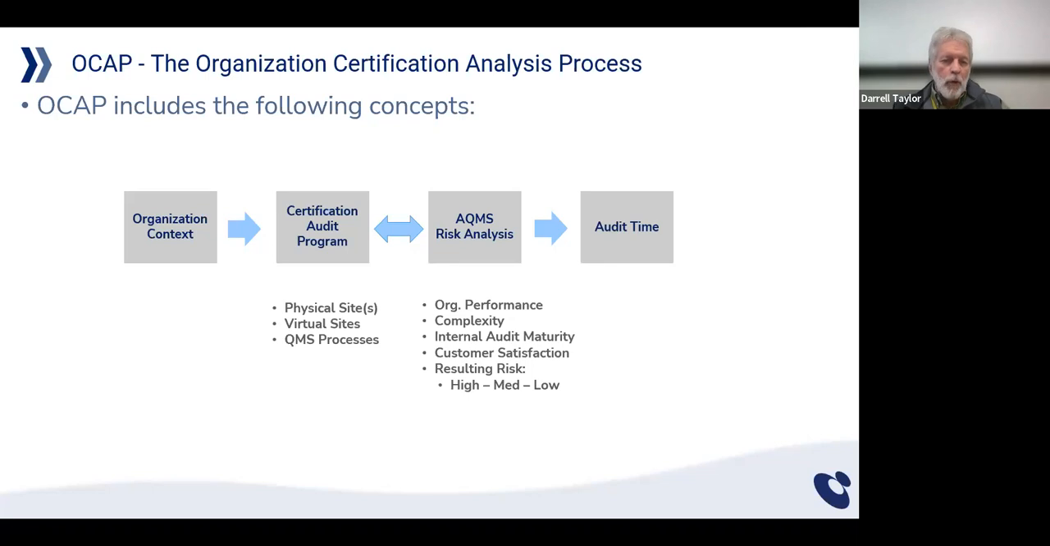You see a couple of things in there. We will look at internal audit complexity, customer satisfaction, and so on. In the end, we're going to rank them high, medium, or low. If you are a high risk site, you get an automatic 10% bump in audit duration. If you're low, you get an automatic 10% reduction in audit duration. So it's going to help us set the right time for each organization.